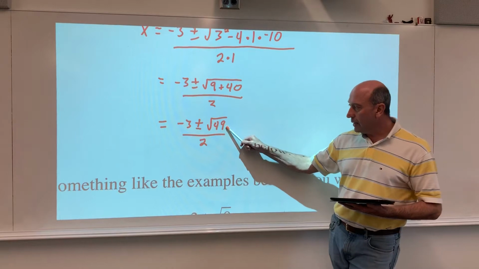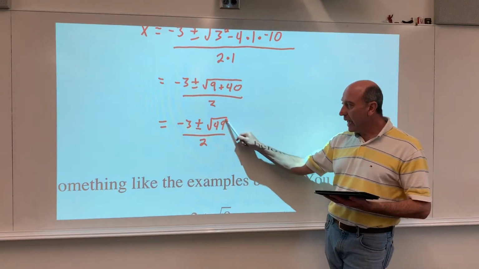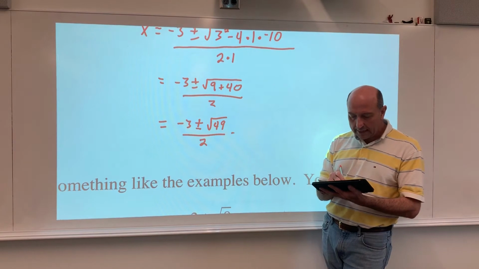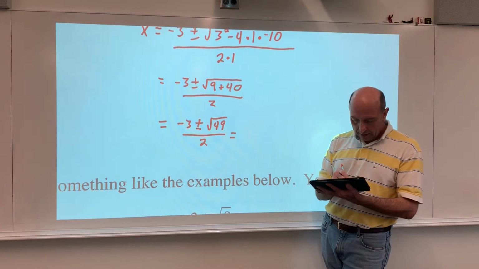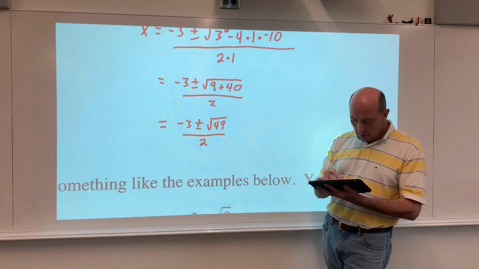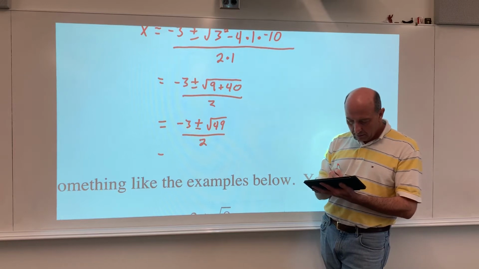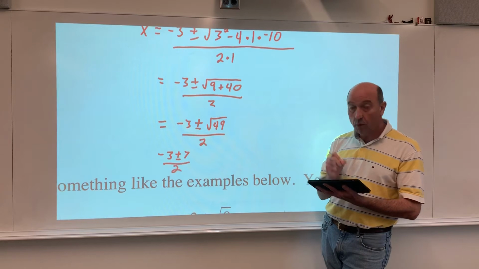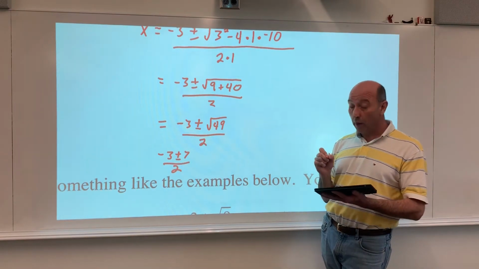The square root of 49. Oh, that has a nice whole number square root. The square root of 49 is 7. So we get negative 3 plus or minus 7 over 2. Now we're done. Or are we?